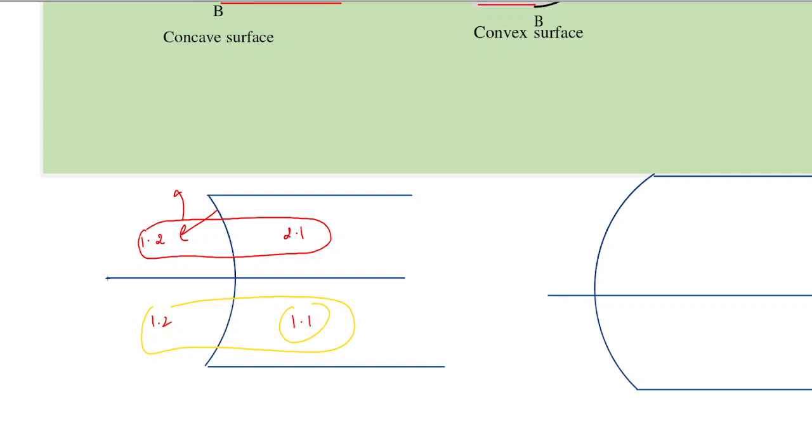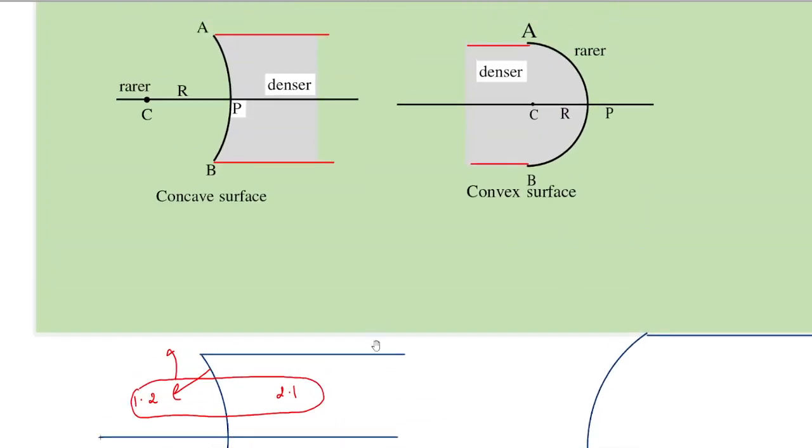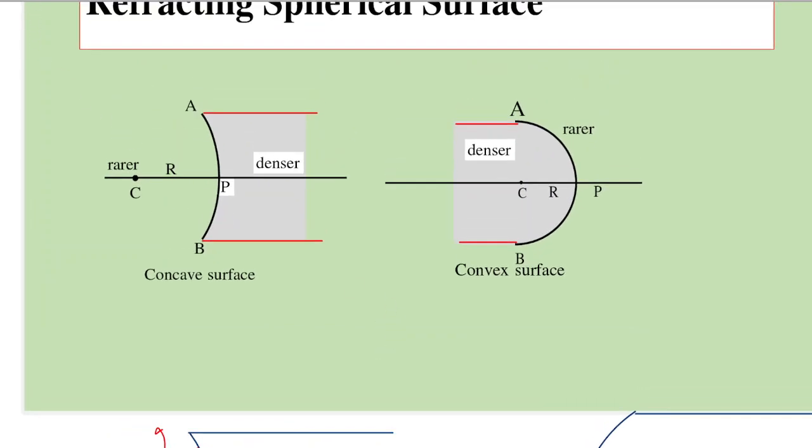So don't always go by the shape of the surface. It depends on what is rarer and what is denser, but in most cases the rarer would be outside the medium, and the medium would generally be denser. So generally something of this shape would be concave and this would be convex.